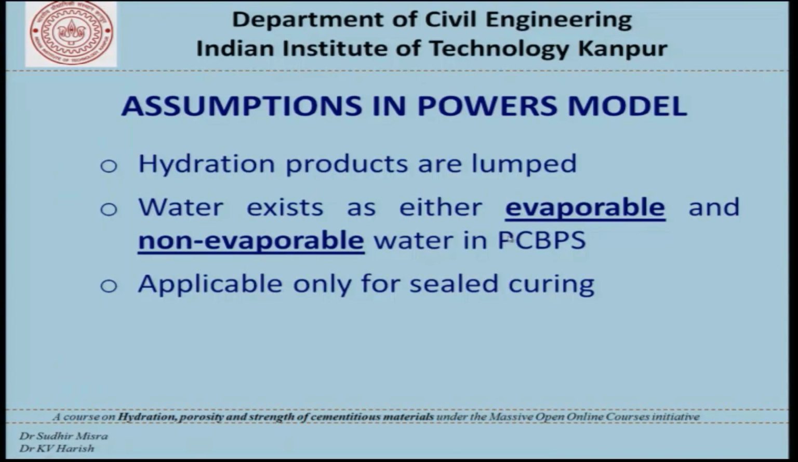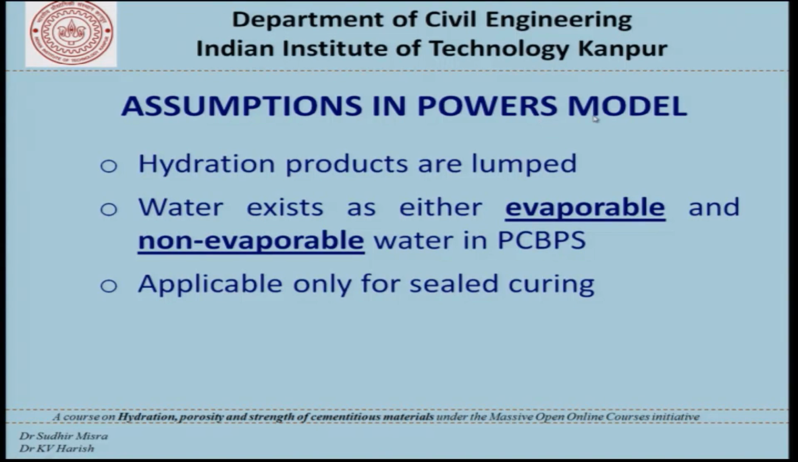Now, what are the basic assumptions in Powers model? The first simple assumption is that hydration products are lumped in nature, they are not present individually, they are all present together as lumped particle. Water exists either as evaporable water or non-evaporable water in the Portland cement based space system. And in addition, the curing that Powers studied when he checked his formulas using experimental work is sealed curing. So, whatever he has done is applicable only for sealed curing.